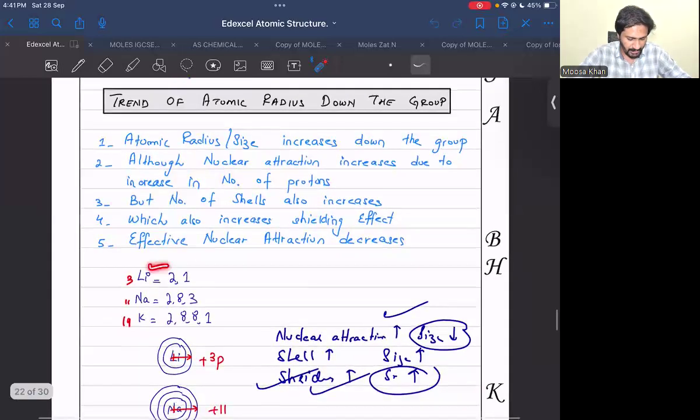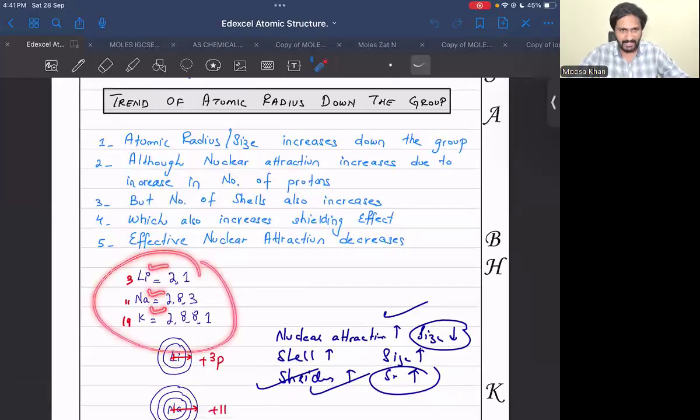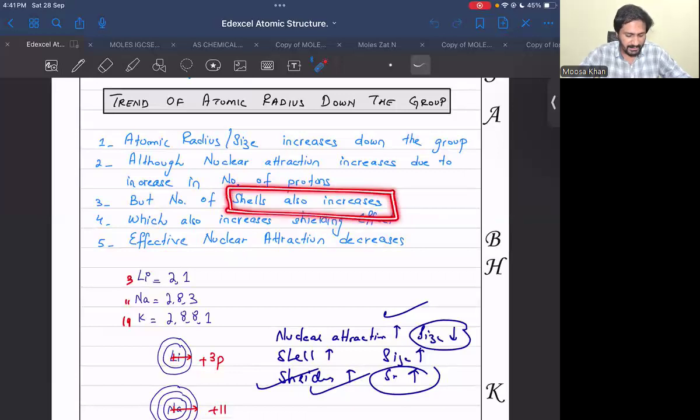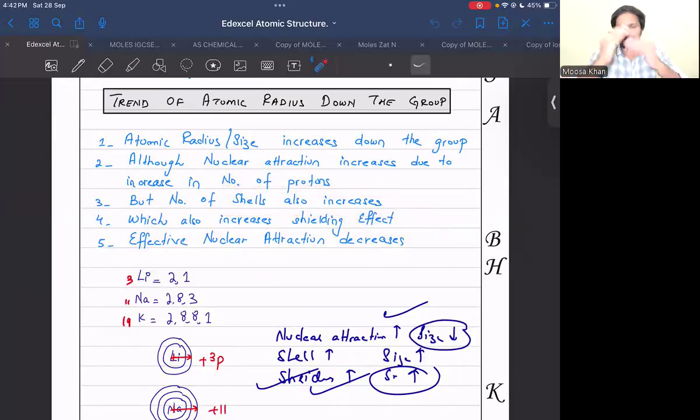If we take an example of group 1 elements, lithium, sodium, potassium, lithium has an atomic number of 3, sodium has an atomic number of 11, potassium has an atomic number of 19. So going down the group, the number of protons increases, due to which nuclear attraction increases. So due to the increase in nuclear attraction, there must be a decrease in the size of the atom, right? Make sense? However, there is an increase in the number of shells as well. When the number of shells increases, this increases the shielding effect. So one factor is trying to increase the atomic radius. The other factor is trying to decrease the atomic radius.